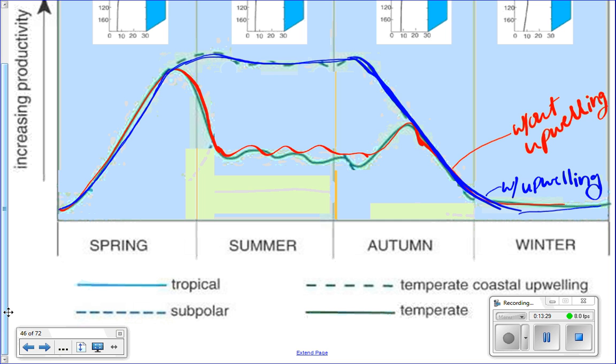Yes, the blue line is the one with upwelling, and the red line is the one without upwelling. Well, I just traced over the green ones so you could see the difference between the two. Okay.